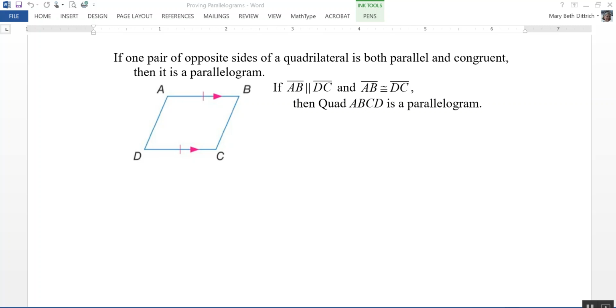So in this video, we took a look at the converses of the definition of a parallelogram and several of the theorems that we had about the parallelogram to show that if those certain conditions exist for a quadrilateral, then we know that it is a parallelogram.